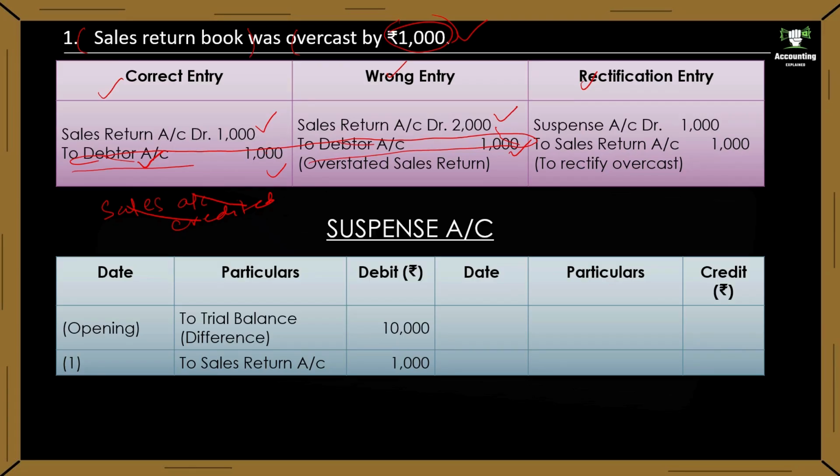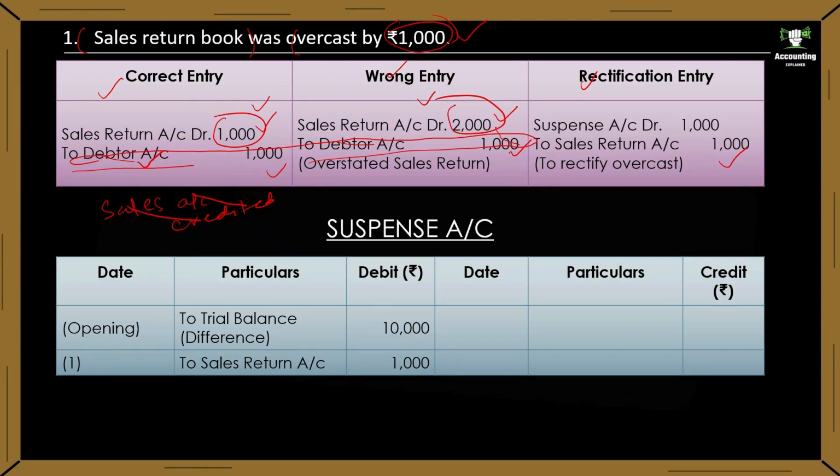Here, sales return account correct entry has 1000 rupees debit. Wrong entry has 2000 rupees debit. So it has an excess debit of 1000 rupees when you compare the correct entry and the wrong entry. So to cancel the excess debit of sales return, what do you have to do? You have to credit it. So in the rectification entry, credit sales return 1000.